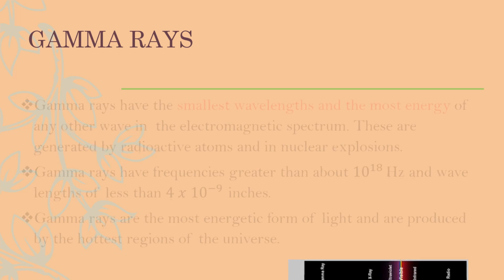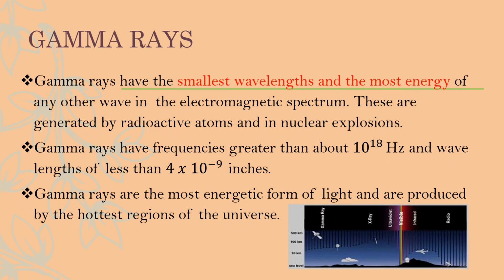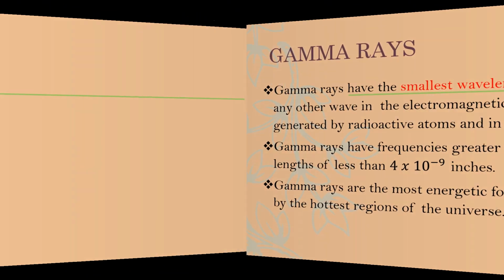Gamma rays. Gamma rays have the smallest wavelengths and the most energy of any other wave in the electromagnetic spectrum. These are generated by radioactive atoms and in nuclear explosions. Gamma rays have frequencies greater than about 10 raised to 18 Hz and wavelengths of less than 4 times 10 raised to negative 9 inches. Gamma rays are the most energetic form of light and are produced by the hottest regions of the universe.